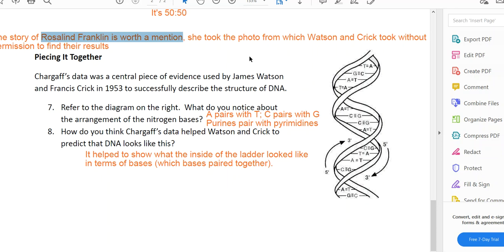So that's why you wrote that up there? Yeah. I think it's honestly pretty lame that whoever wrote this worksheet could talk about this story and, in this day and age, not mention Rosalind Franklin, because it's kind of a big deal.